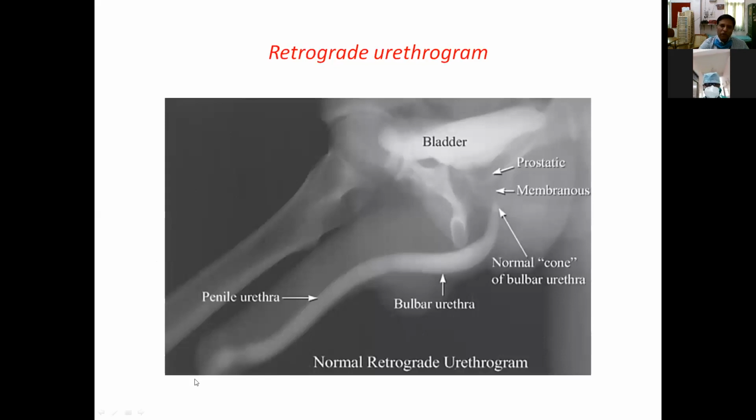You can see the normal urethra on a retrograde urethrogram. Here the dye is injected through the urethra. You see the wall of the penile urethra is very smooth, curved smoothly. This is the bulbar part, again curved smoothly, ending just like a smooth cone. This is called the normal cone of the bulbar urethra. Here the almost constricted part is the membranous part, which you cannot see. Beyond that you can see the prostatic part of the urethra.